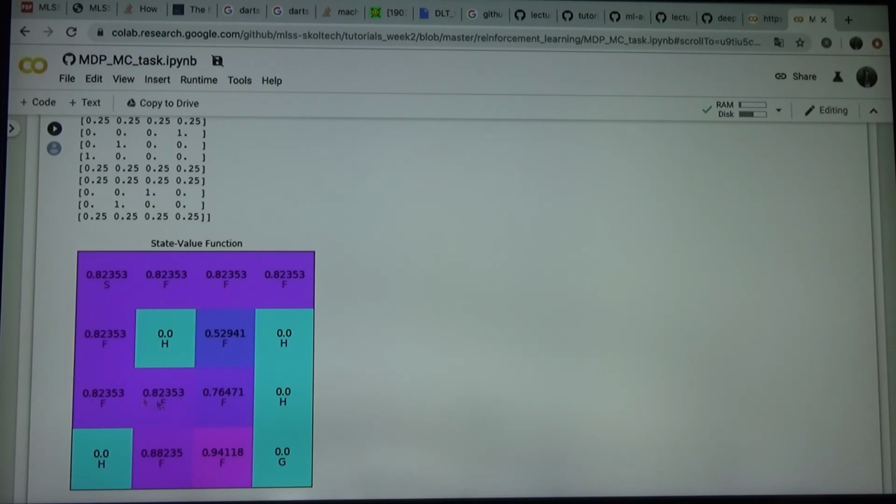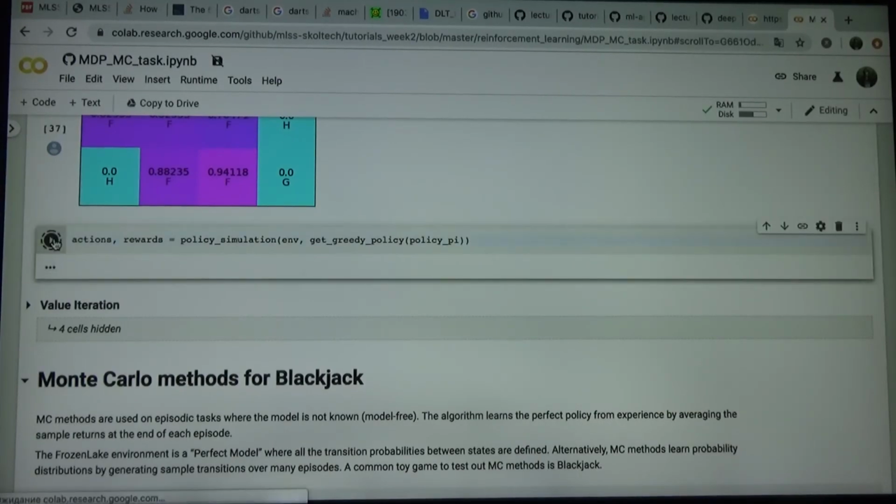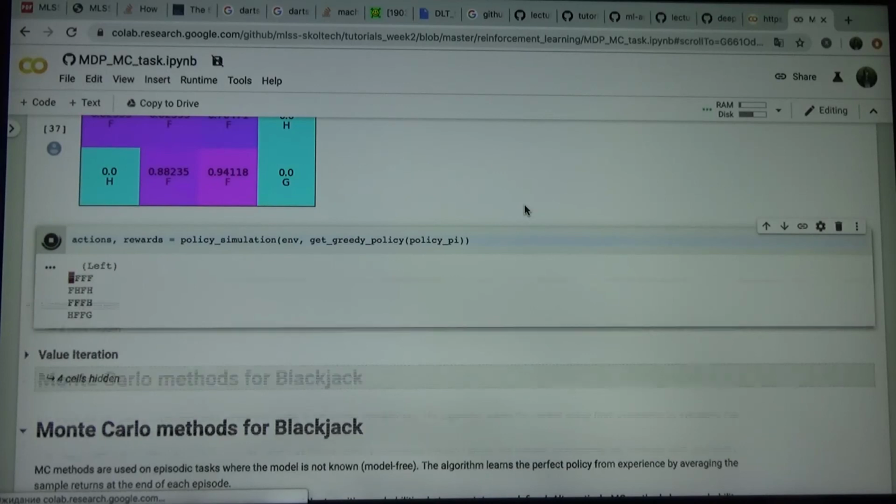So they are equally rewarding, let's put it like that. This one is like 0.94, like what? And yeah, here again, the holes and the goal zero out. Let's try it.